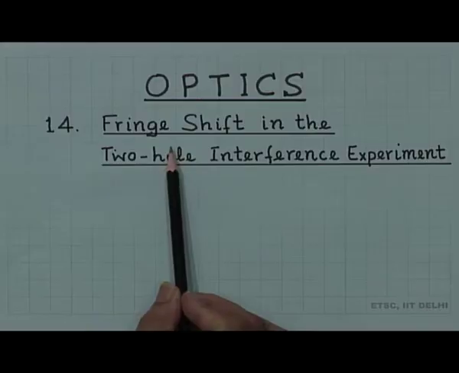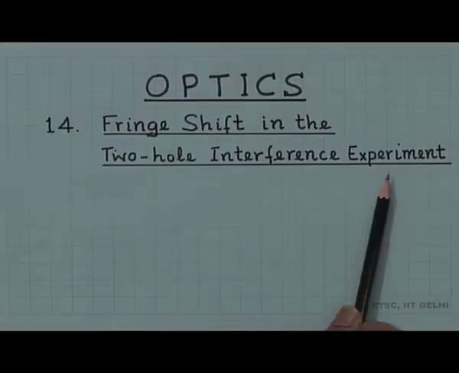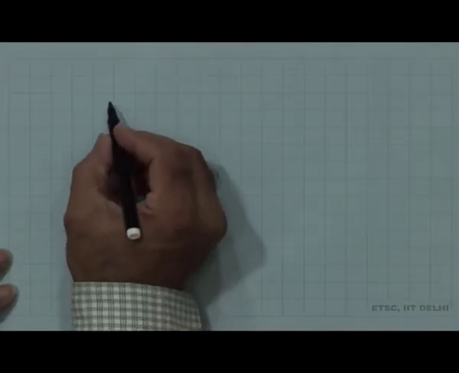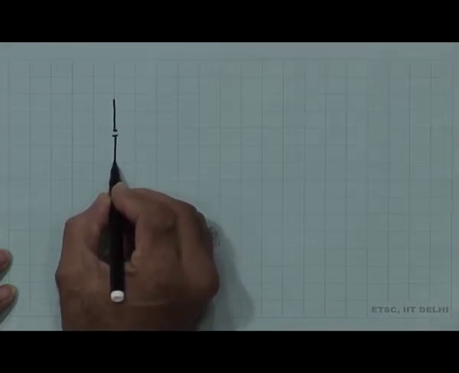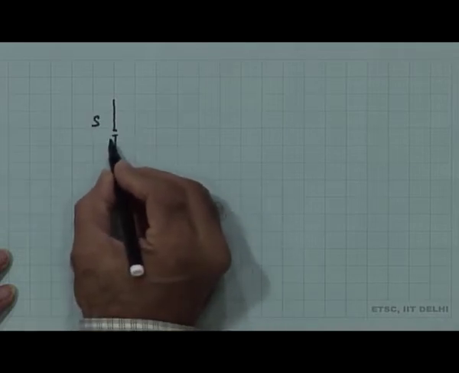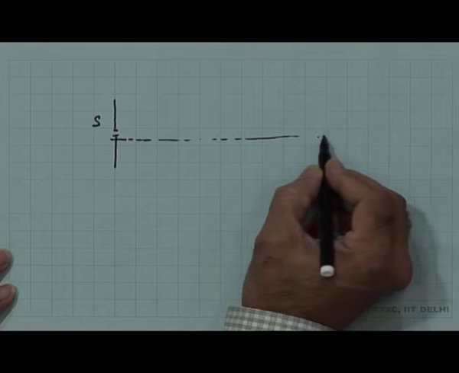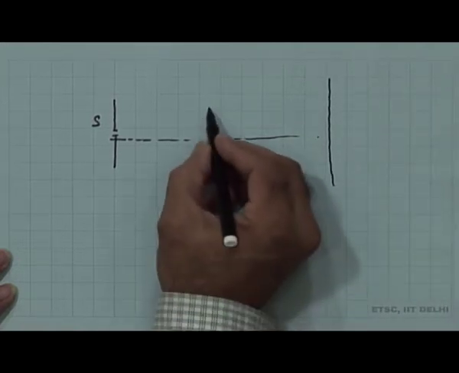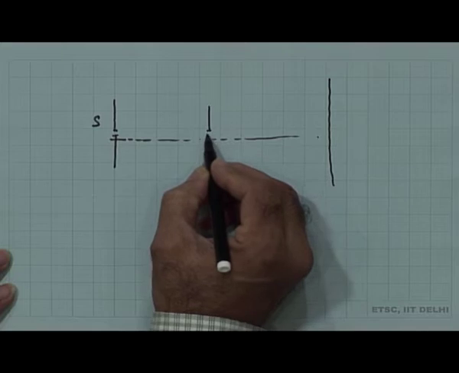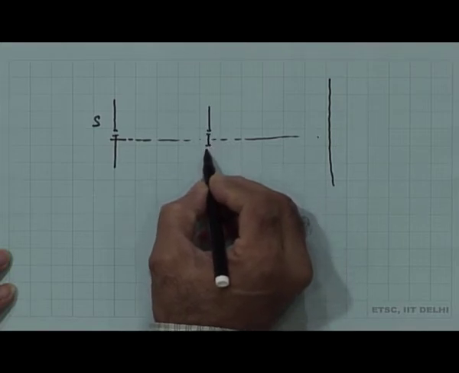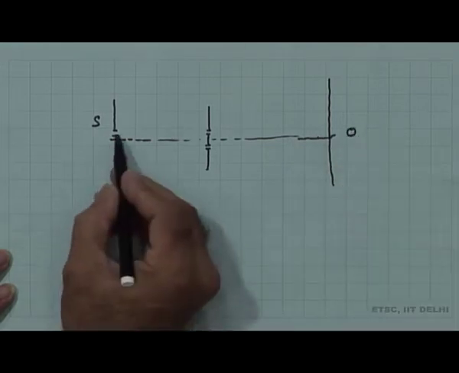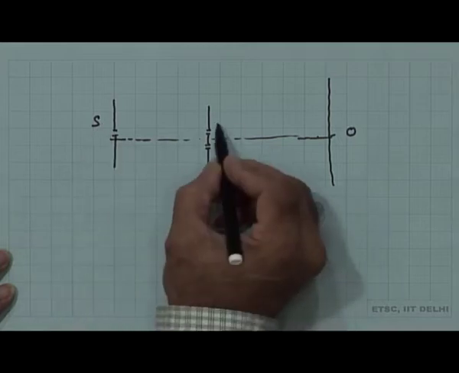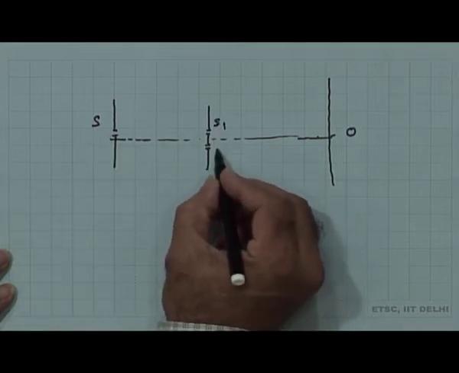So, fringe shift in the two hole interference experiment. Let me recall what we had discussed. In the last class we discussed that if I had a source S here and it is offset, here is the screen and here are the other two slits. The slits are symmetrically placed about this line which reaches O here, but the source S is offset. So, these are S1 and S2.